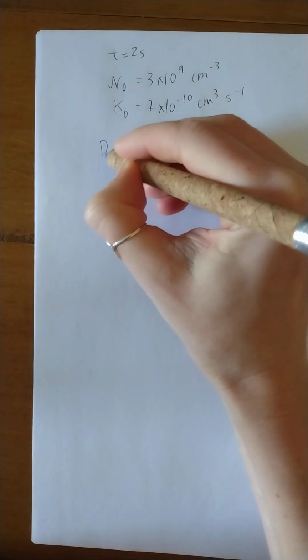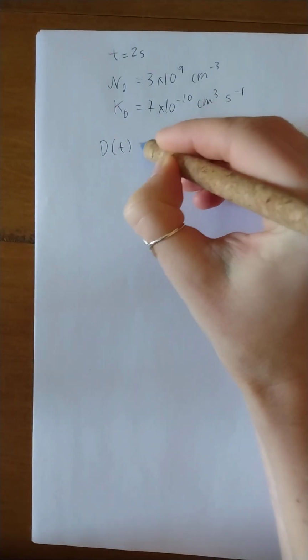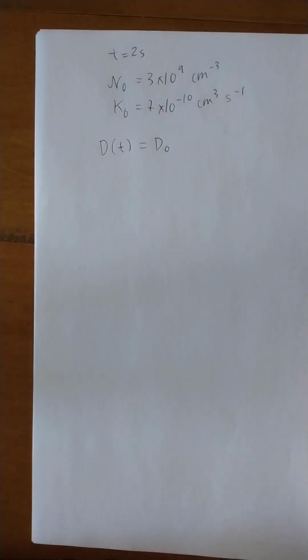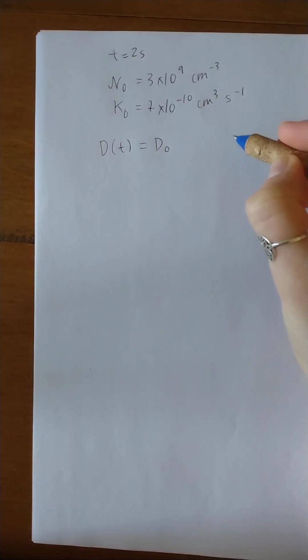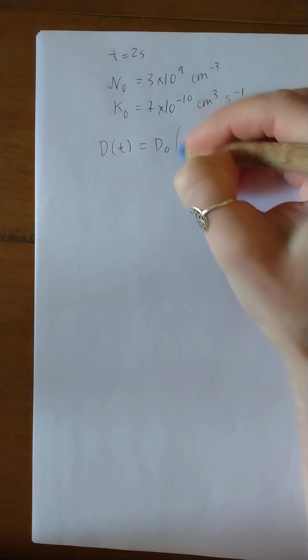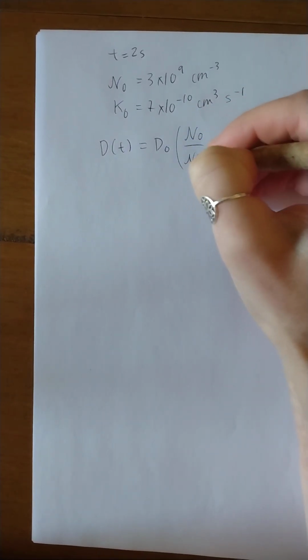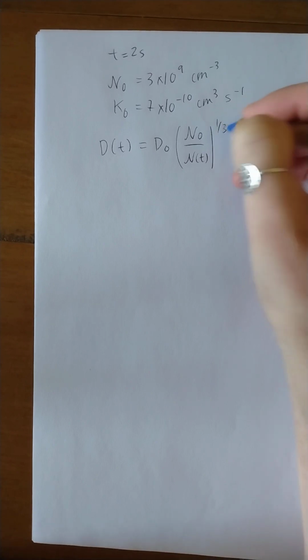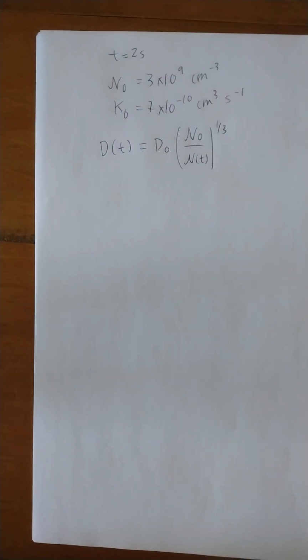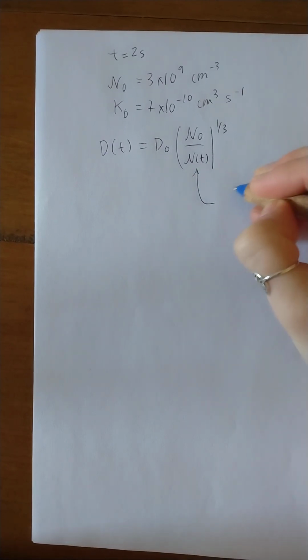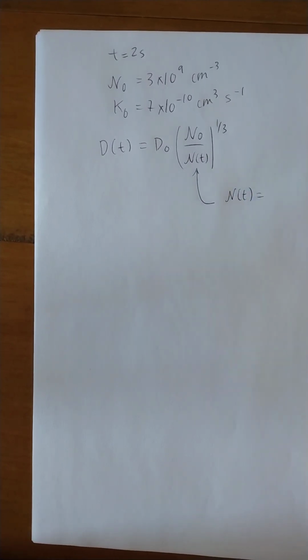So again, we're going to be looking at the size of the particles over time, which is this d_t equals d_0 (n_0 over n_t) to the 1/3. So we don't have the final number concentration. So what we're going to do is plug in for that final number concentration from this expression, or equation, for it.